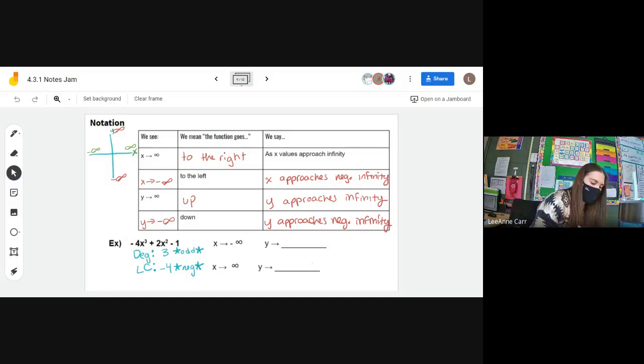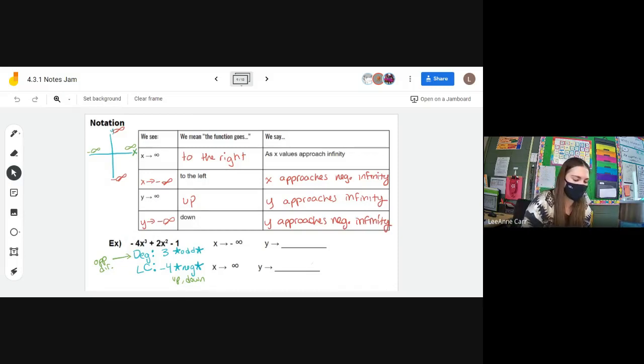So if it's odd, if I go back to my leading coefficient test, this means that we are going in opposite directions. And then if it's negative, this means we're going up, then down. If you don't have these memorized, that's okay. I have them memorized because I've taught math for a billion years. I expect you guys to have to refer back to your notes for this.